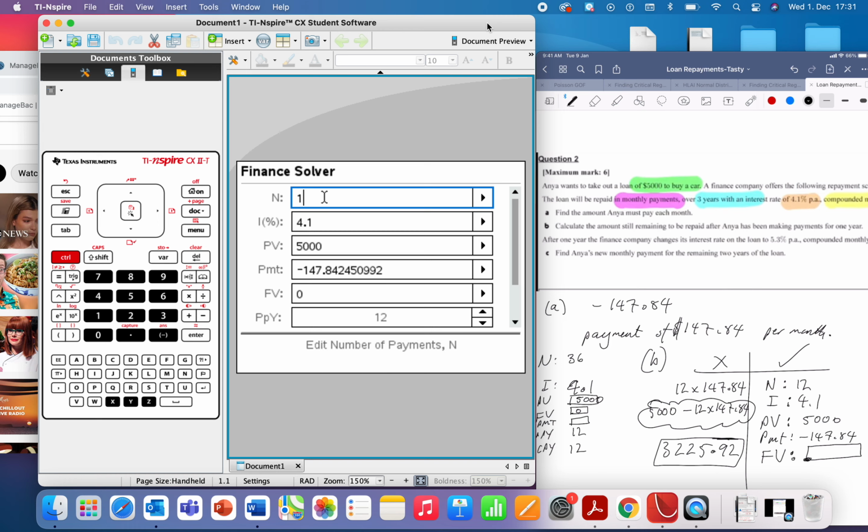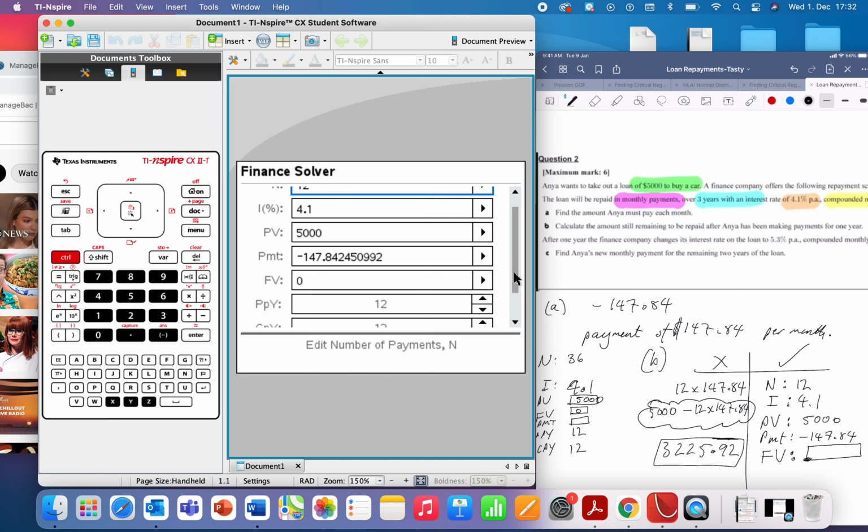So I'm going to go back to the laptop now. I'm going to change the N to 12, and I'm going to change nothing else basically. It's just the 12 we've got to change, and of course the PPY and CPY are both 12. And let's go and solve for the final value. So the final value here is, well, it's negative because it's money that you still owe. So this is the amount of cash in one lump sum that you would have to pay if after 1 year you stop payments. This is the total amount you've still got left to pay.